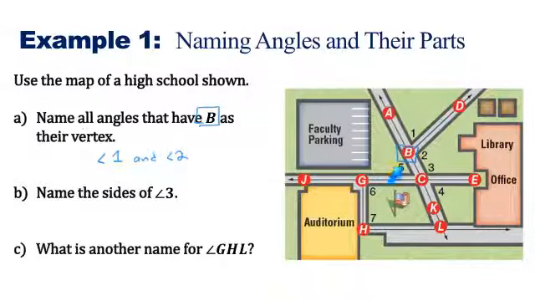Just so we're clear, even though 5 is right by B, if you were to trace out angle 5, you would see that the vertex is actually C. Next, name the sides of angle 3. Well, angle 3 is right here.